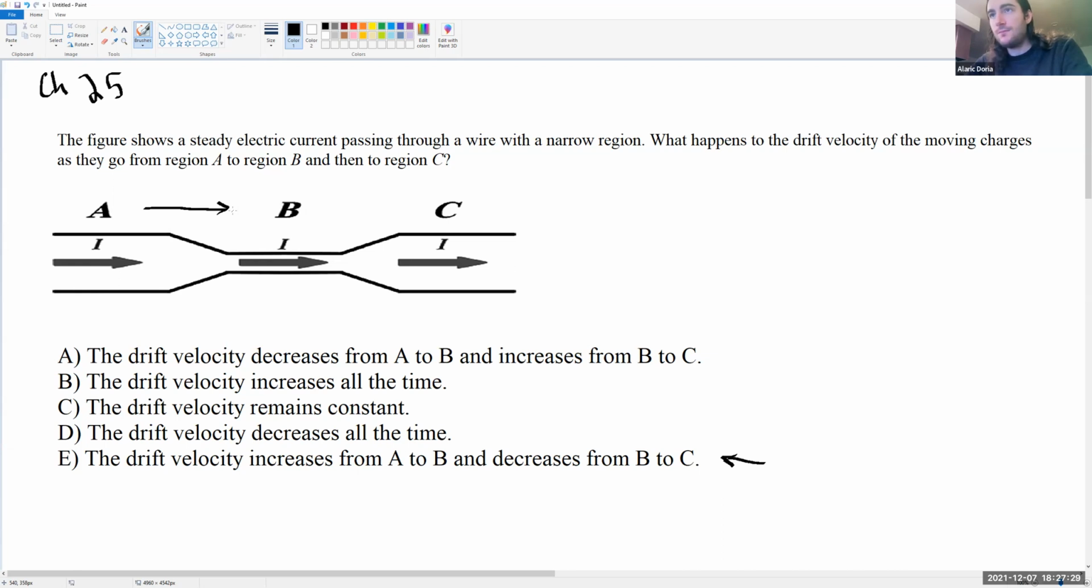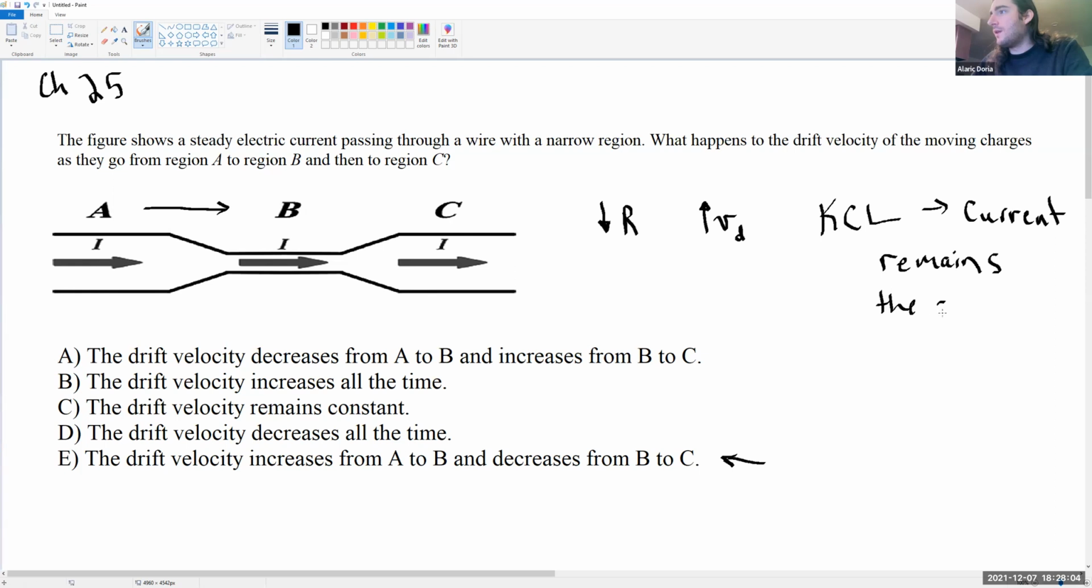Okay, so the resistance, let's put it in a little bit of equation. The resistance goes down. So in order to make the current go up, the drift velocity has to go up. Okay, because resistance going down seems to imply the current is going down. We can't have that because we have Kirchhoff's current law. Okay, Kirchhoff's current law: current remains the same in the wire. Okay, we'll be back with the next question in just a second. Remains the same in each segment.